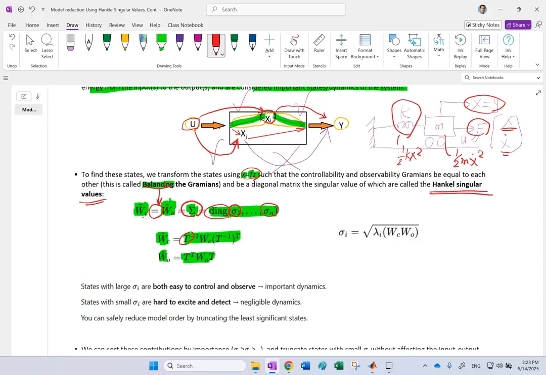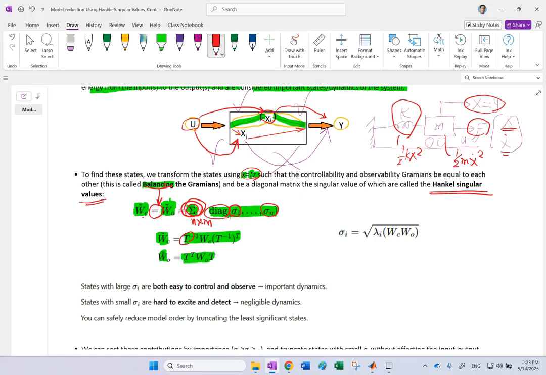The reason is this sigma matrix does not have to be a square matrix. It could be a rectangular matrix like this, n by m. In that case, this matrix has singular values and not eigenvalues. Those sigma values, again, we call them Hankel singular values. How can you find them?